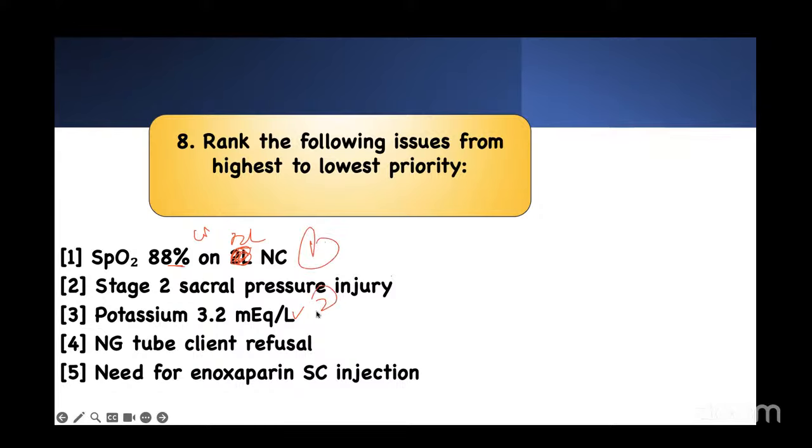Then we deal with the potassium, probably because of the dehydration. We got to provide some nutrition, right? And take care of the sacral decubitus and then inject the patient. Sometimes you have to prioritize based on a condition, not based on the numbers. Okay, so prioritization based on condition.